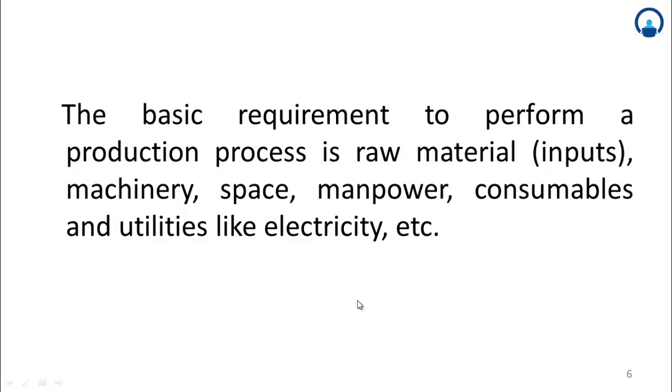So basically, for a production process to be successful, you need a combination of various items which include raw material, which are also called the inputs, machinery, tools, etc., a space which is the factory or the workshop. You need people which form the manpower and who are going to work on the machines as well as on the raw material. You need consumables which will be added to the raw material at certain stages. And you also need utilities like electricity, water, etc., which shall always be required for operation of the machinery. You will need electricity to provide illumination within the factory premises and so on.